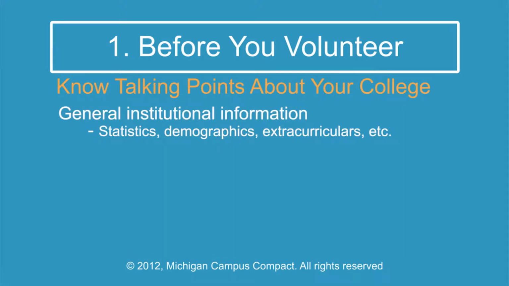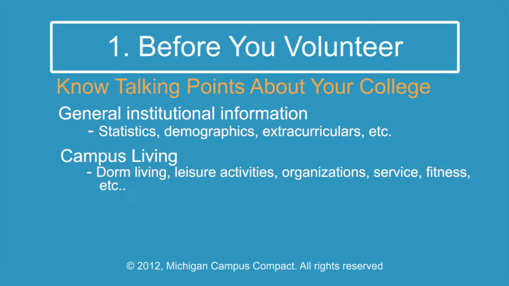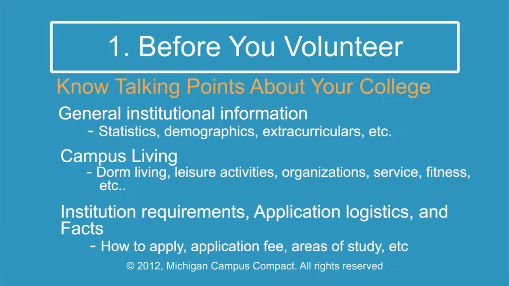General institutional information, which includes statistics, demographics, extracurriculars, campus living, which includes dorm living, leisure activities, organizations, service, fitness, institution requirements, application logistics and facts, how to apply, application fee, area of study, etc., and other shareable information. Now this is something that you really want your students to tap into. Your CPVs, again, being college students themselves, are very well aware of this type of information. And this is what they want to share from a very personal standpoint with the students that they're serving. This will really resonate with the students because our CPVs know this firsthand. They know this general information.